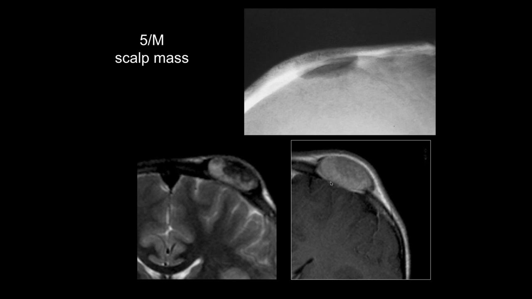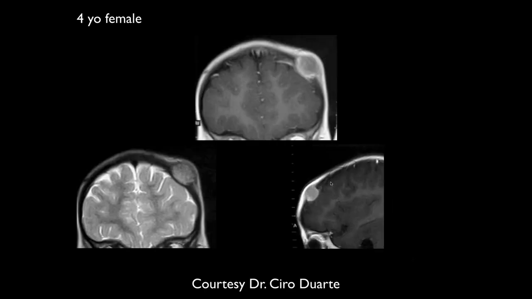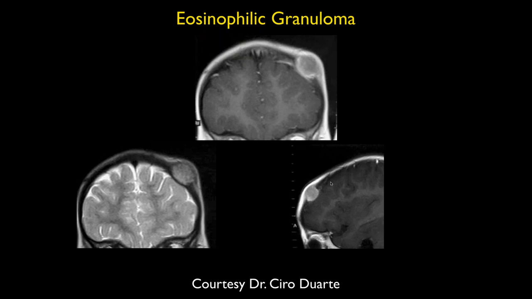In a 5-year-old, EG could potentially look like this. Yeah, so that's the ascent of a granuloma. Okay. This looks very similar. These are for the granuloma, Langerhans cell, right?